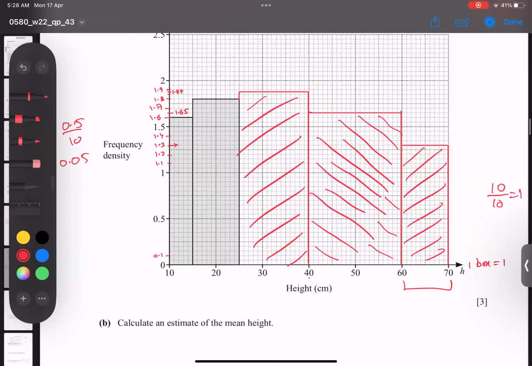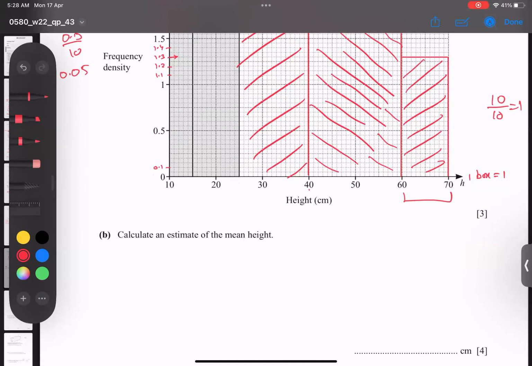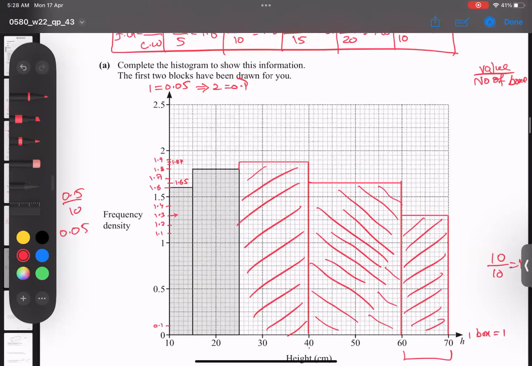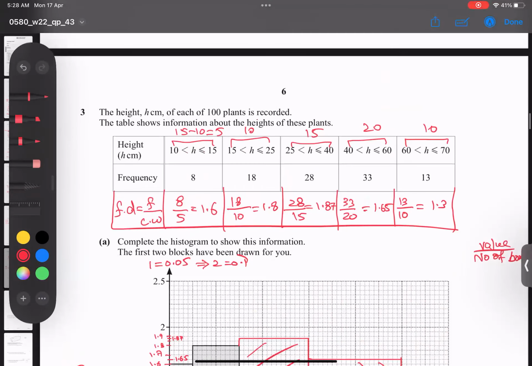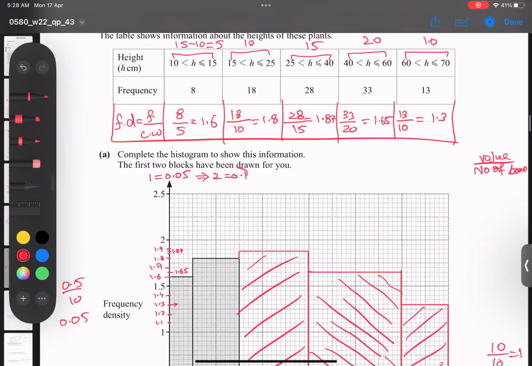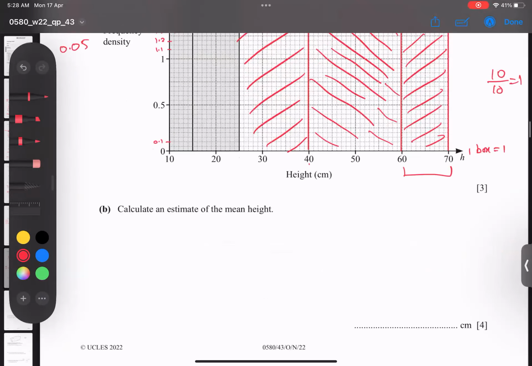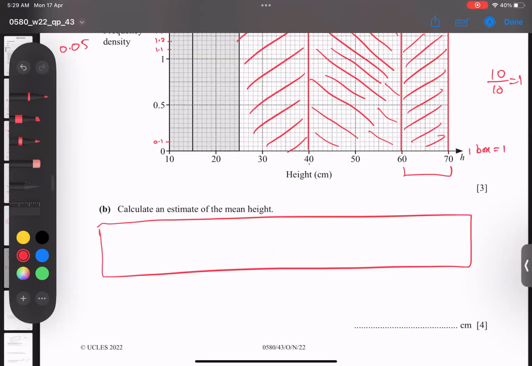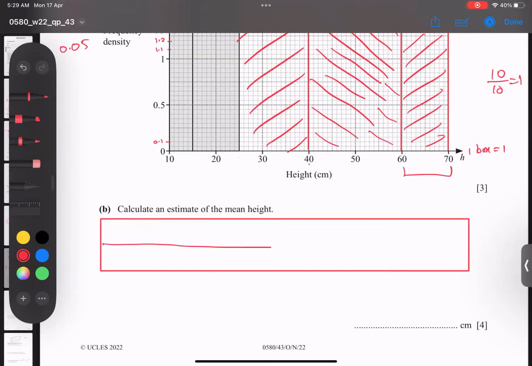Now he's asking for the mean. And what is the method to find the mean, students? The technique is you will make two columns here. Although this is not compulsory, but if you make it, no problem. So 1, 2, 3, 4, 5 columns.